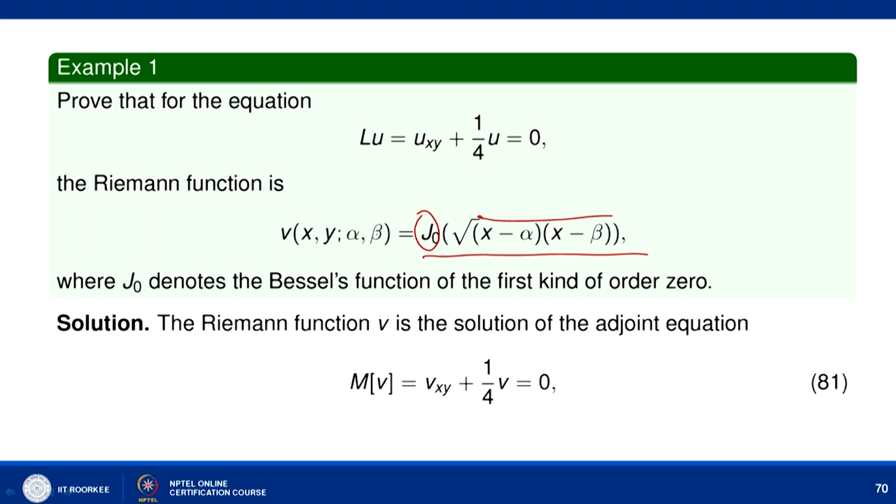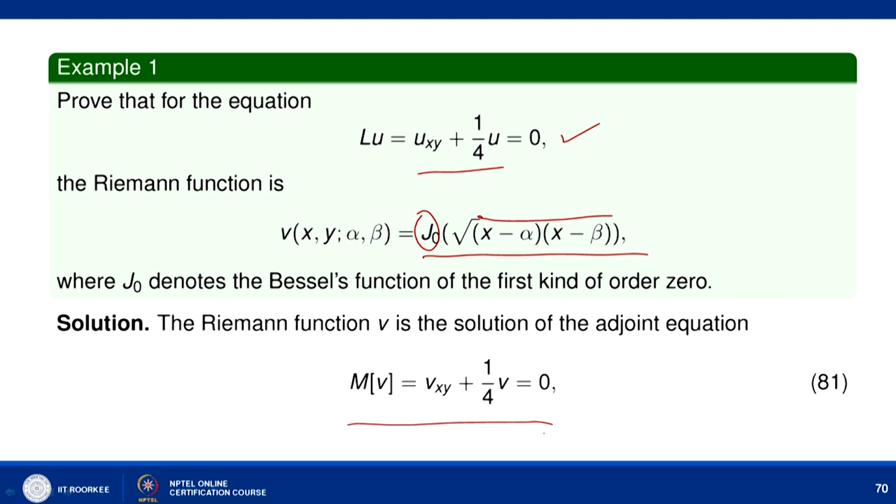So, here the problem is only to find out your Riemann's function, it is not the problem of solving the entire problem. So, here we have a homogeneous equation, and we want to find out the Riemann's Green function. If you have L equal to 0, then look at the adjoint problem, and since we do not have any first order partial derivative, the corresponding adjoint operator is the same. In fact, it is a self adjoint problem. So, here M of v is equal to vxy plus 1 by 4 v equal to 0.